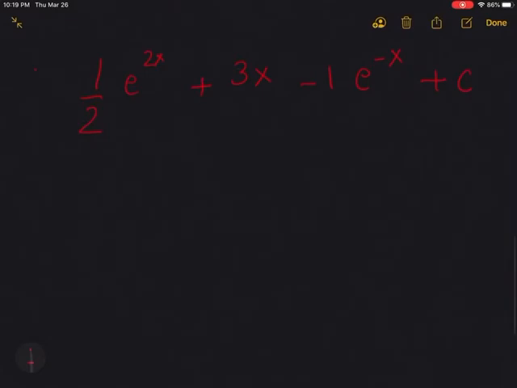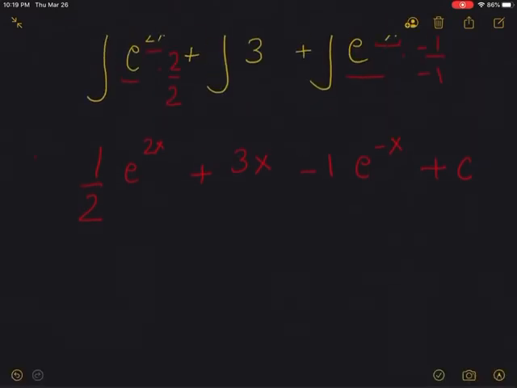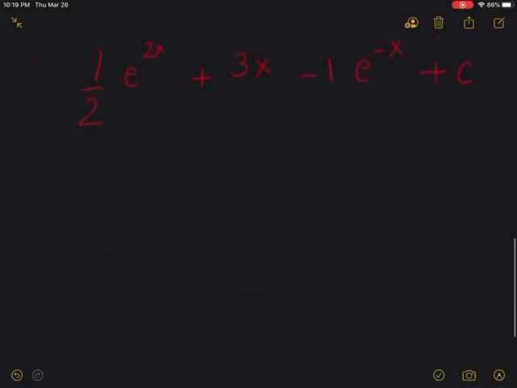And another one. Let's say I have another example: e to the x times the cube root of 1 minus e to the x. All right, integral of this, and dx at the end.